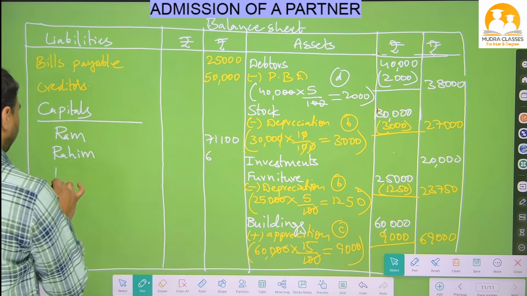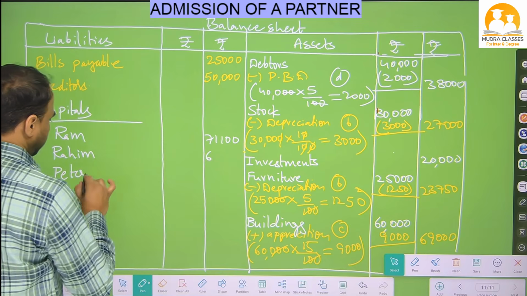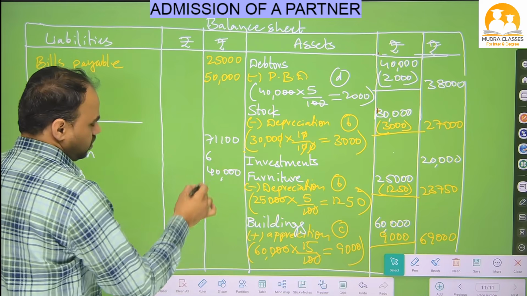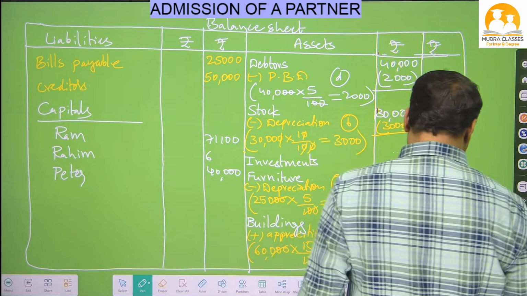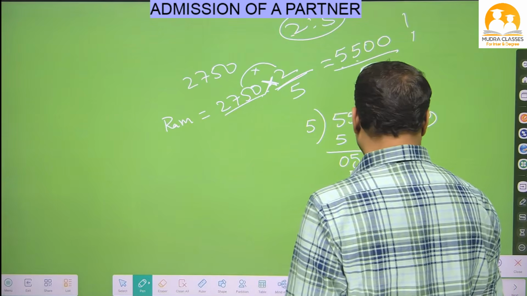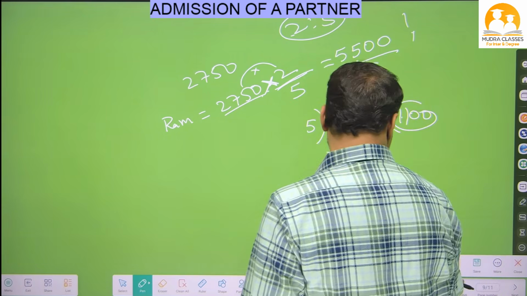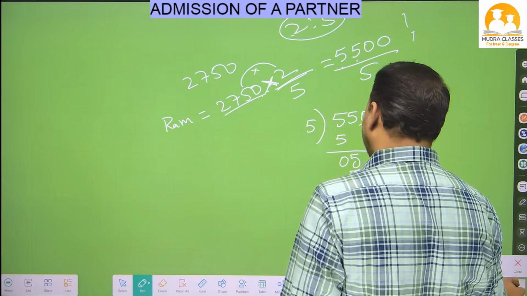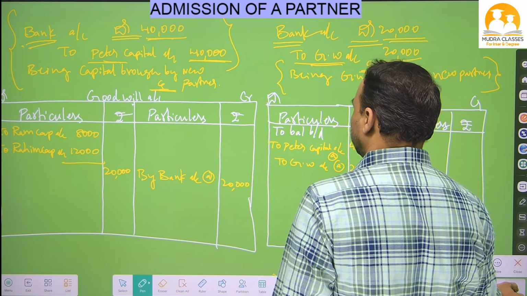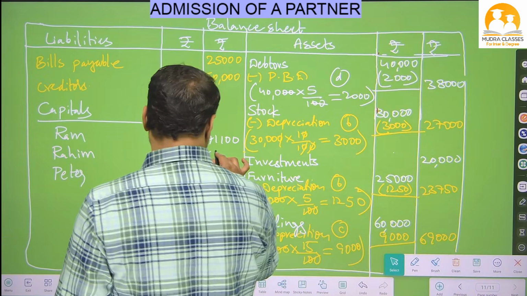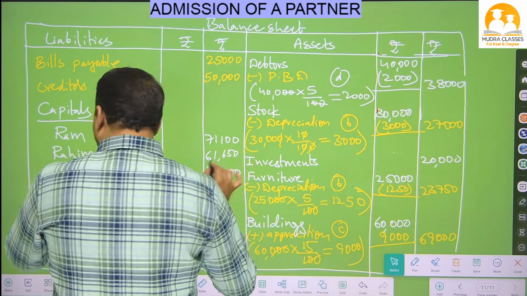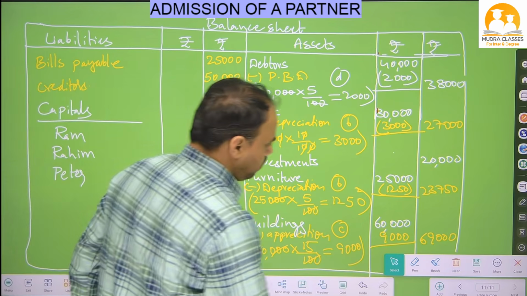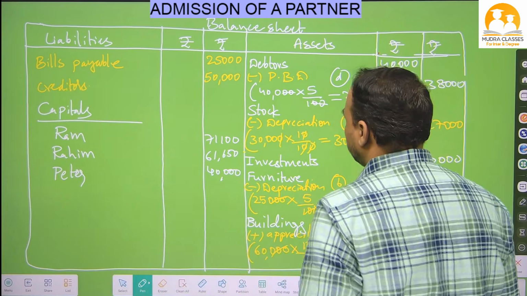We have to check one time. Next, Peter capital got 40,000, so write down 40,000. I think 61,500 something is there, so 61,650. Rahim capital 61,650, so write down here 61,650, sorry.